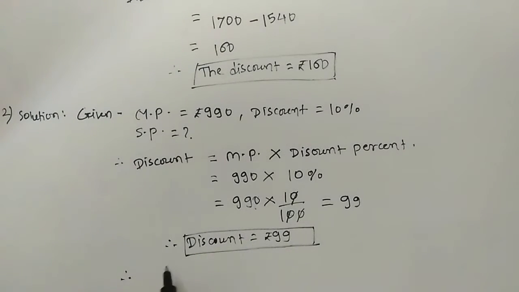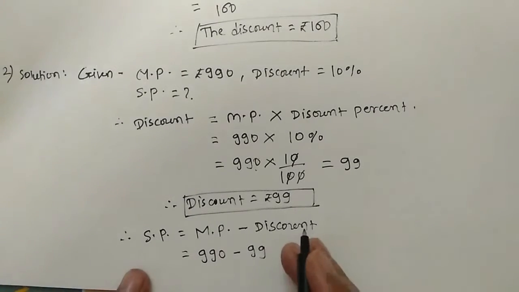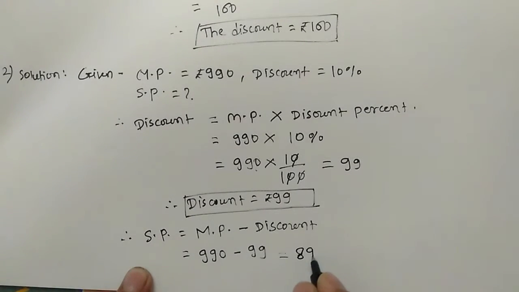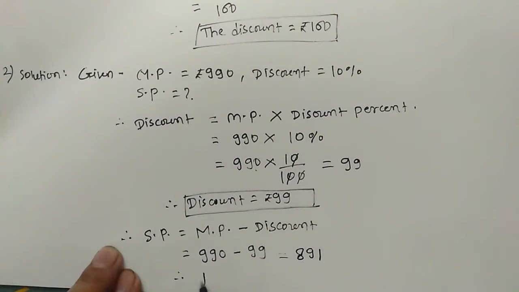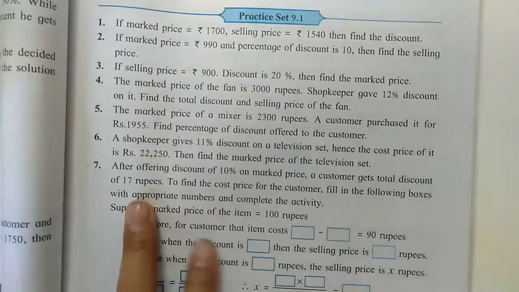So write down firstly the formula. Selling price is equal to mark price minus discount. Now substitute the values. 990 minus 99. So it is 891. Therefore the selling price is equal to 891 rupees. Very simple.